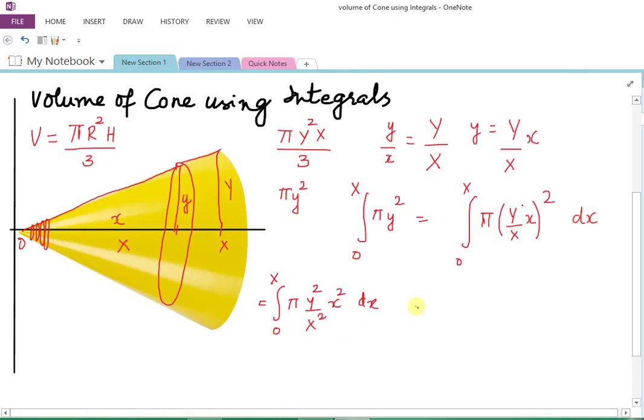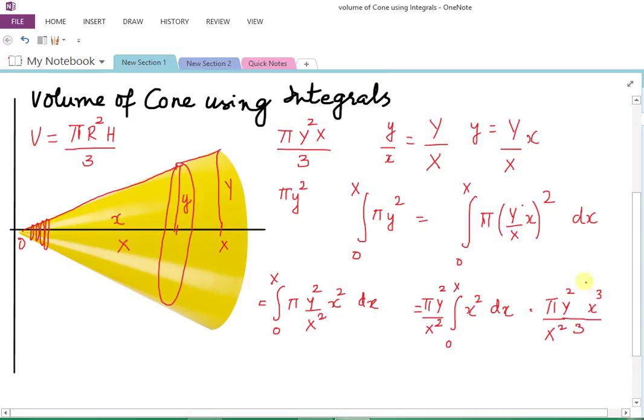And therefore this is the integral over 0 to x, and I'm going to get out the constants. The constants are pi Y square by X square, these are all constants, and I just got this term x square dx. So what is this now? This is pi Y square by X square, and the integral of x square is what? It is x cube by 3, right?